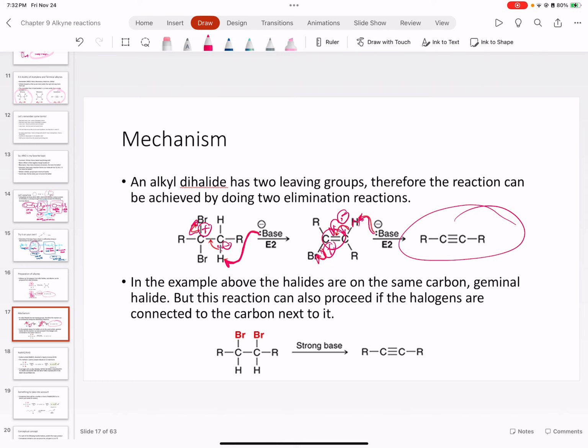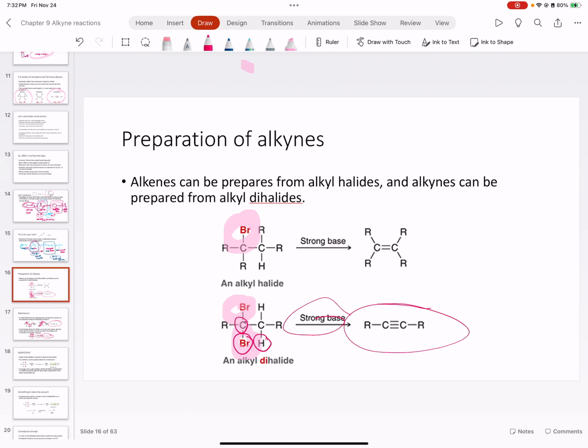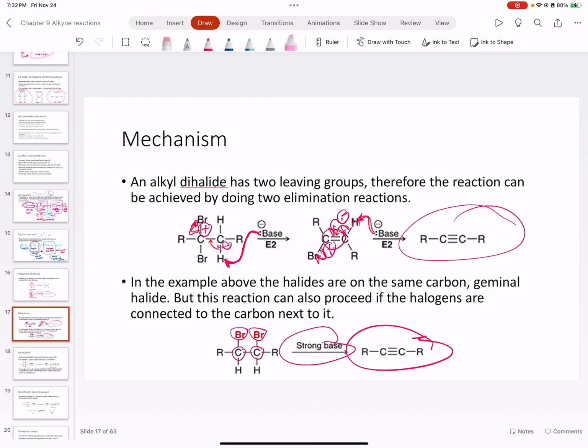Basically, if you have a strong base and you have two halides, you can create a triple bond. In this case, we have a dihalide, with our halides on the same carbon, as previously shown. In here we have them on different carbons. As long as they're next to each other, then you can create a triple bond.